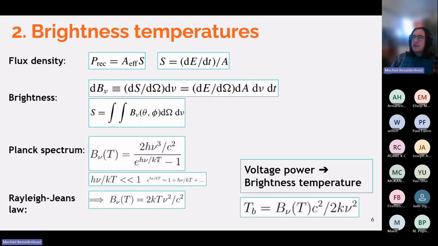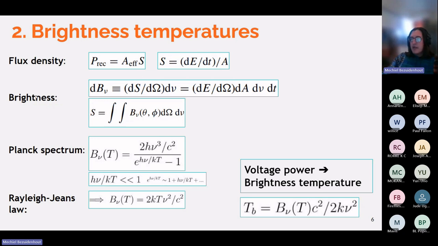So this allows us to quantify things in terms of temperatures. Let's say we are receiving a signal with the telescope with some power P. Then that power will be equal to the effective area of the telescope multiplied by the flux from the source. And remember, the flux is given by the amount of energy per unit time crossing a perpendicular to an area.